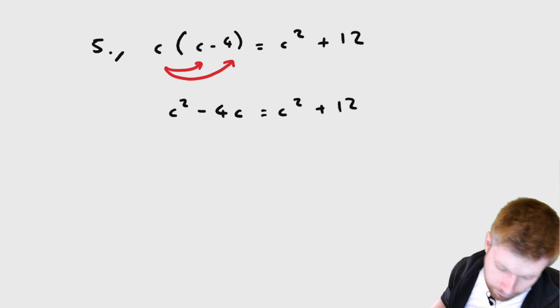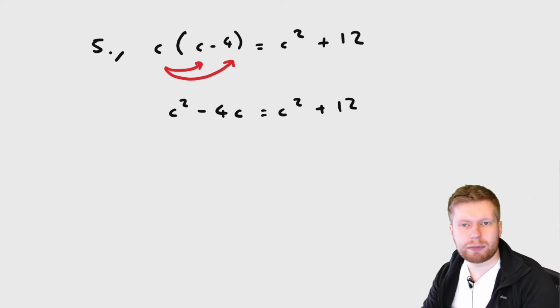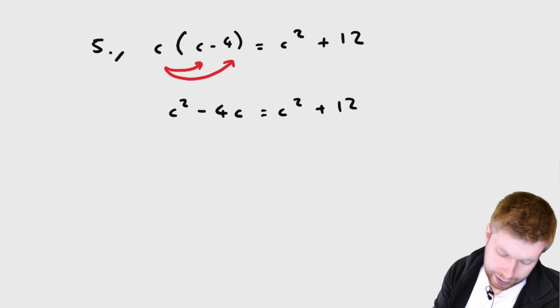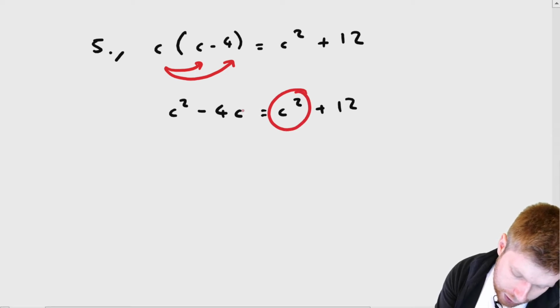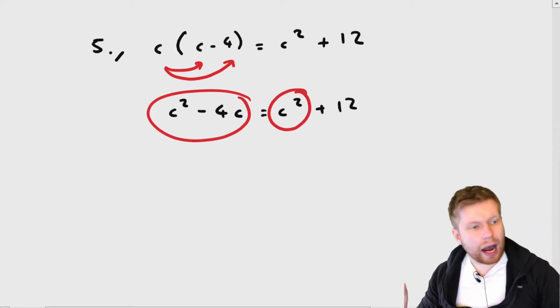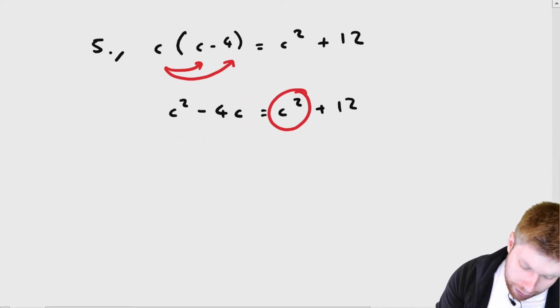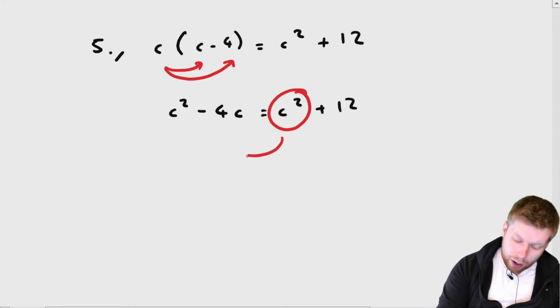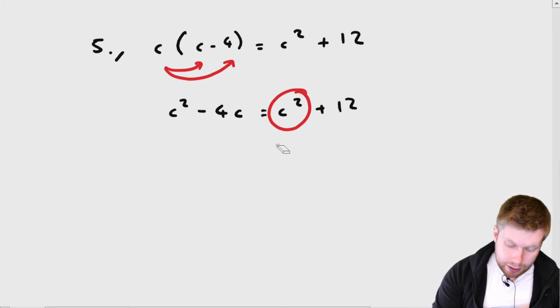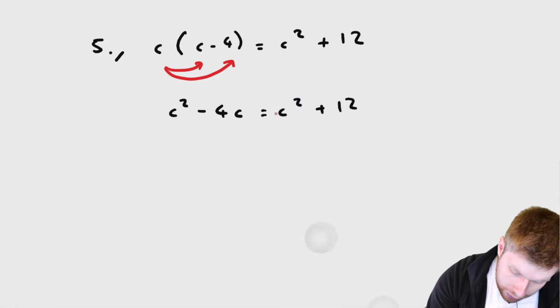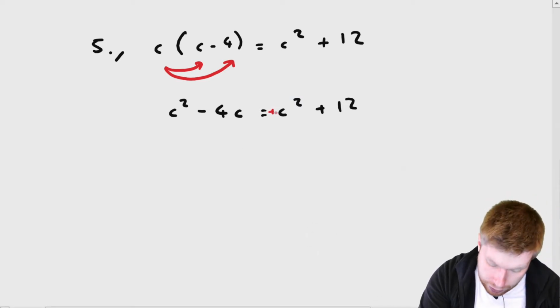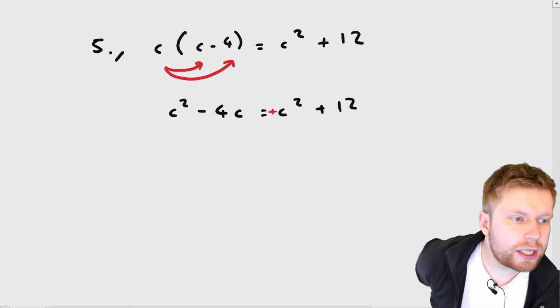All right, good. Now we need to get everything on the same side, so all of the unknowns on the same side. You notice here, I've got c squared on this side and then loads of c's on this side. I think it makes more sense to bring this c squared over onto the left-hand side. At the moment, there's a positive c squared there. It's just not bothered to be written in. So it's positive c squared.